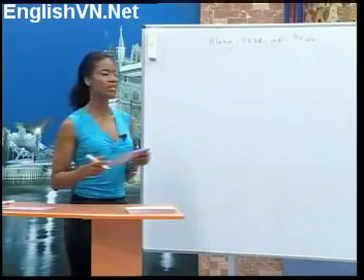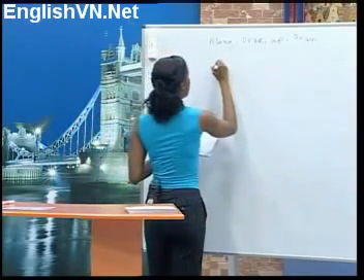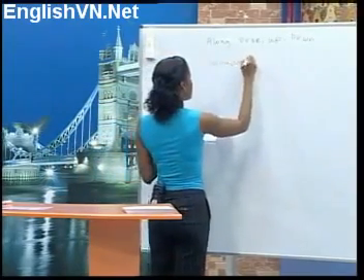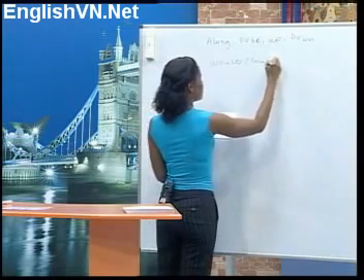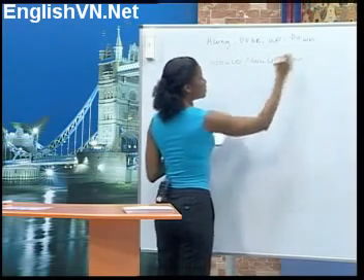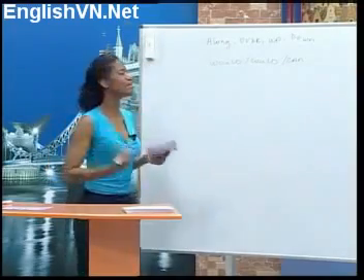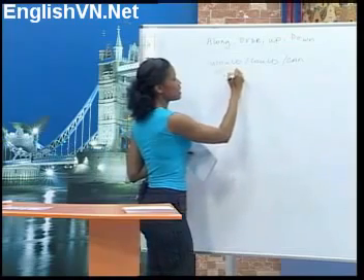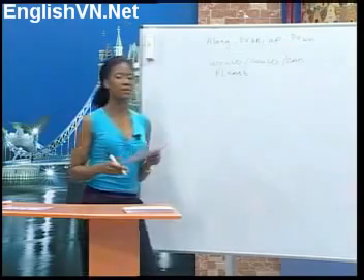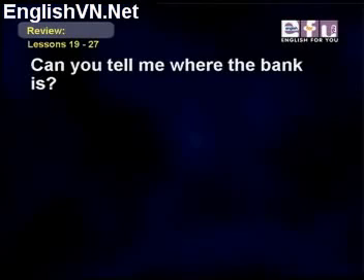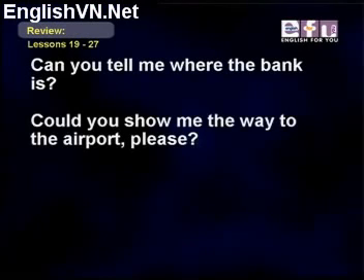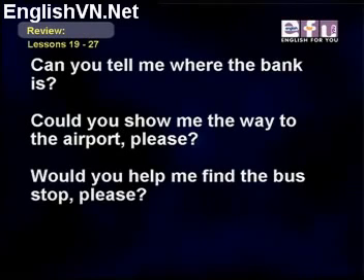Okay, we can begin questions with would, could, can. These are ways to ask polite questions. And of course, you add please to make it even more polite. Let's look at some examples. Can you tell me where the bank is? Could you show me the way to the airport, please? Would you help me find the bus stop, please?